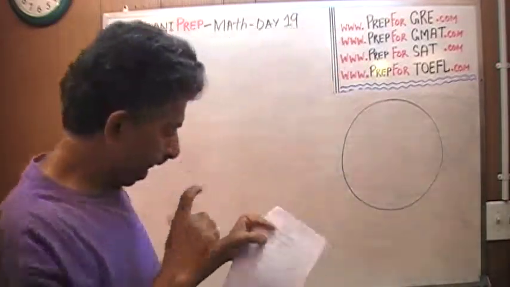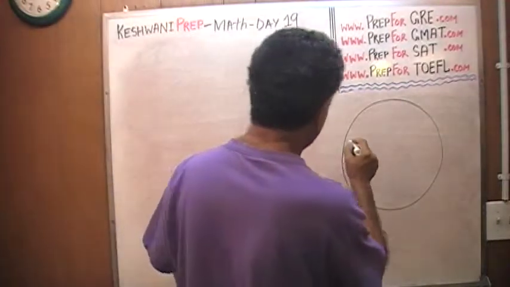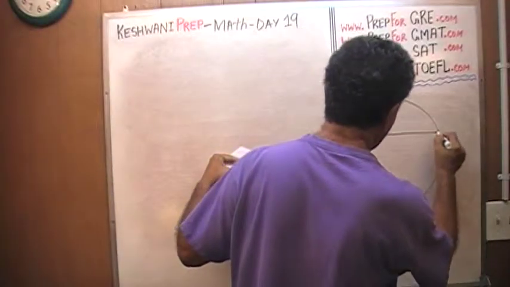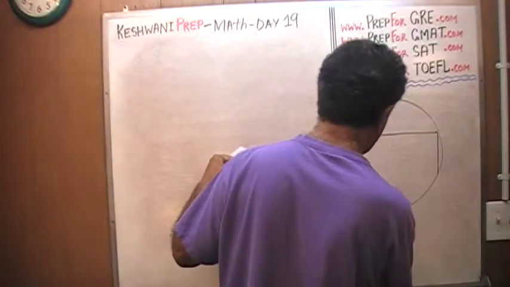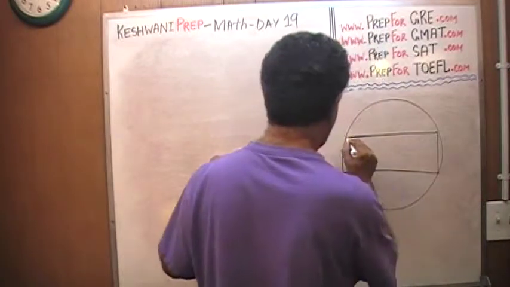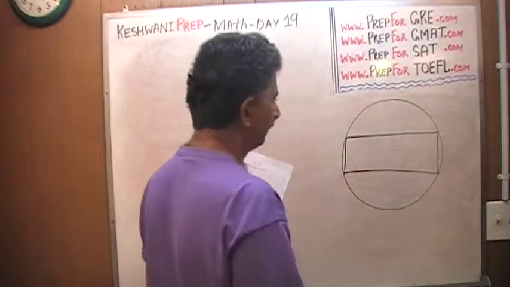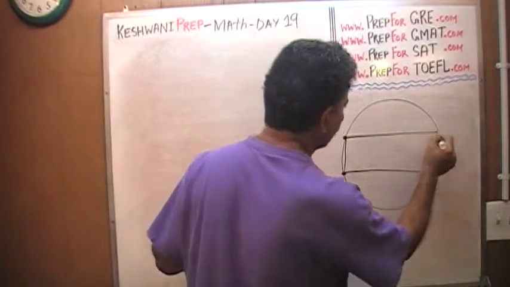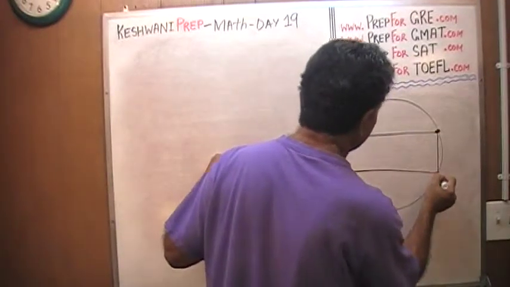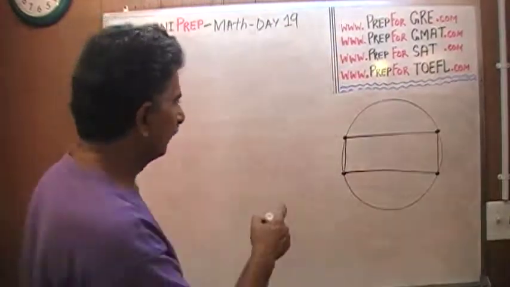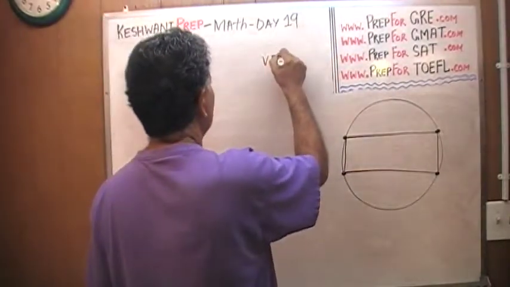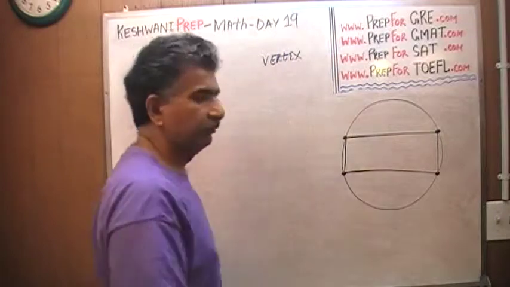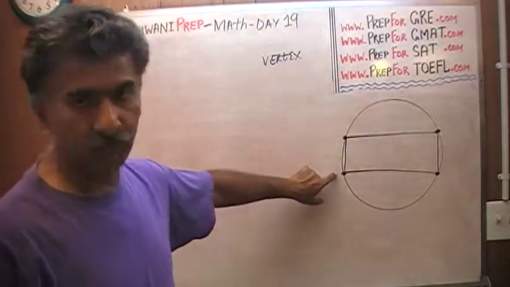We are given a circle. Inside the circle we have a rectangle. Looks something like this. And we are told that the distance from, let's call these corners, I hope you already know it, these corners are called vertex, which is just a very fancy way of saying corner of a picture.